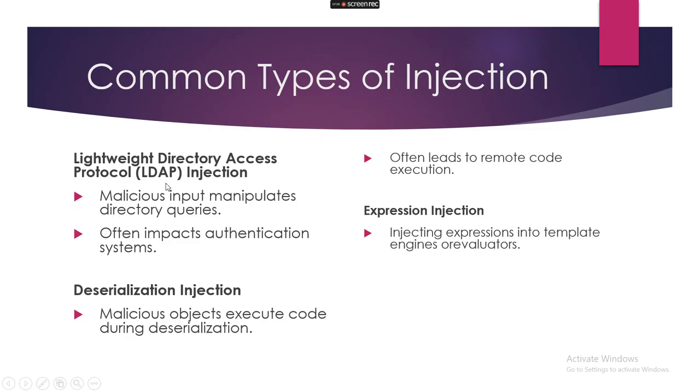Okay, so yeah, I think it will be a very interesting video to look at. So the next one is deserialization injection, and this one is when malicious objects execute code during deserialization. Something like cookies or some objects where you have additional inputs, and the attacker can use extra inputs that contain malicious code to run code remotely, right?